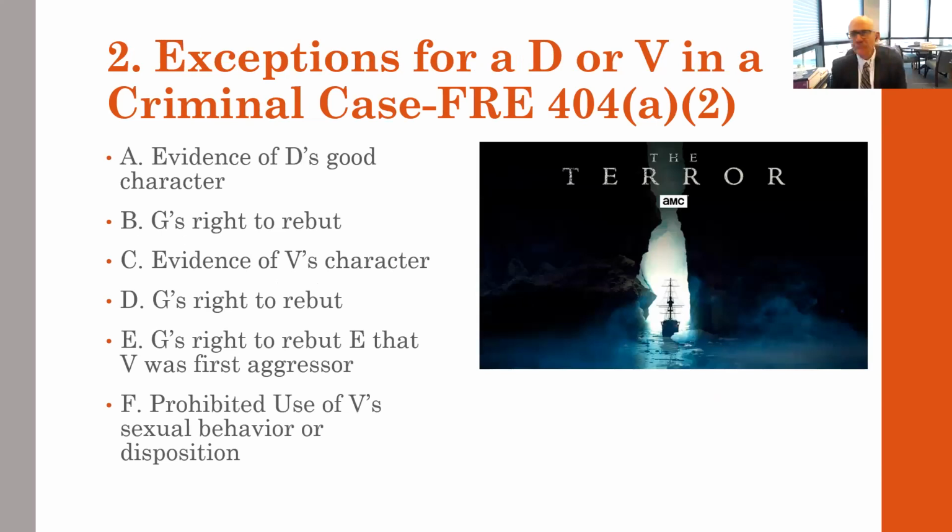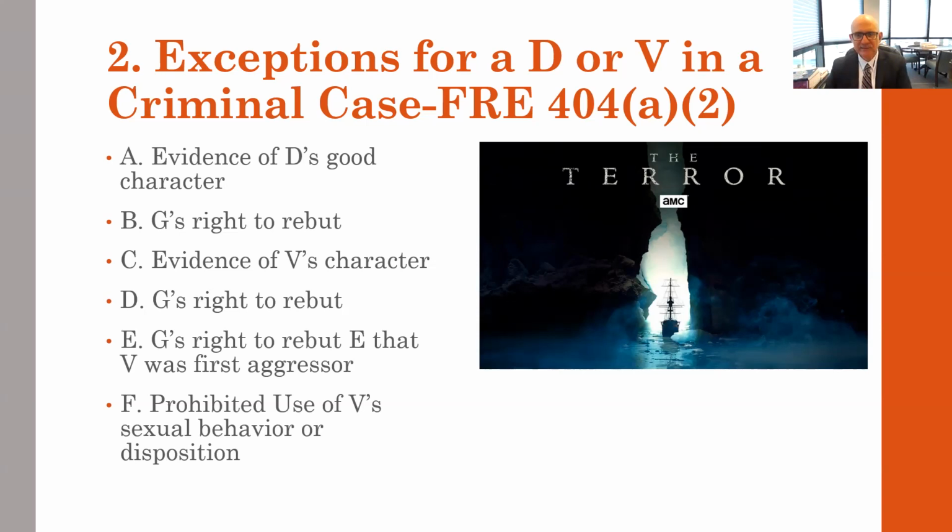Now, let's go ahead and talk about the exceptions to the propensity rule. There's a number of them. First, you have evidence of the defendant's good character. You also have the government's right to rebut that. In addition, you can present evidence of the victim's bad character, and the government has the right to rebut that as well. Then you also have the government's right to rebut evidence that the victim was the first aggressor. And finally, we'll talk about the prohibited use of victim sexual behavior or disposition. I'll talk a little bit about each one of these in the following slides.